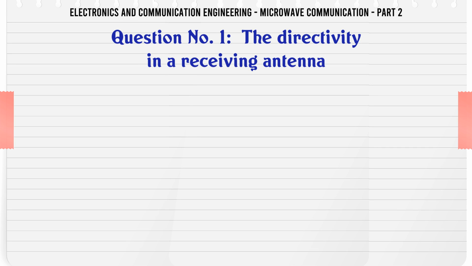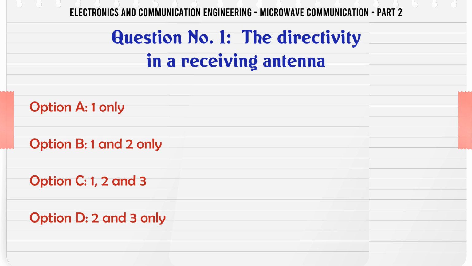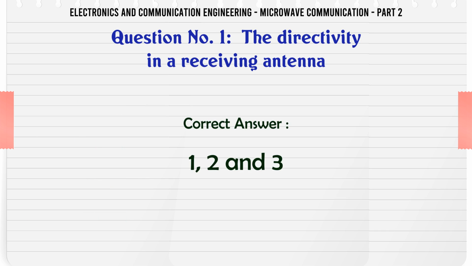The directivity in a receiving antenna. A: 1 only. B: 1 and 2 only. C: 1, 2 and 3. D: 2 and 3 only. The correct answer is 1, 2 and 3.